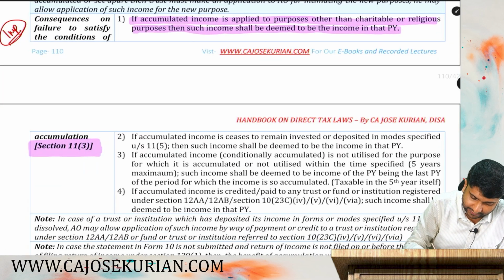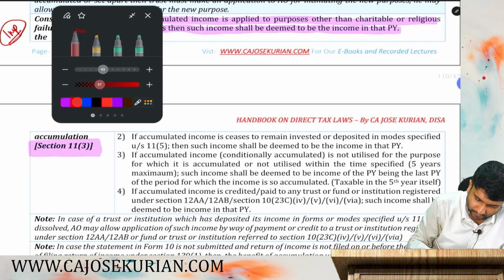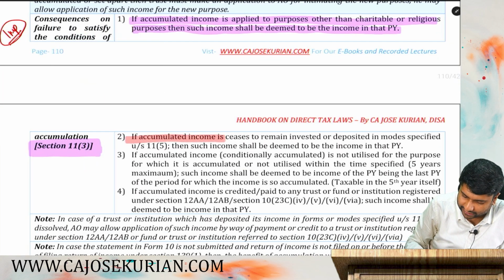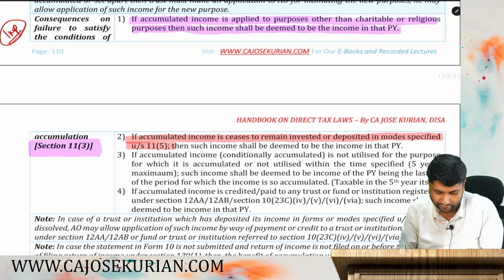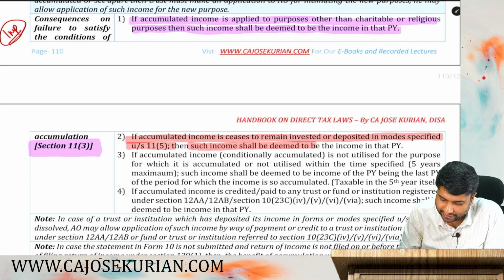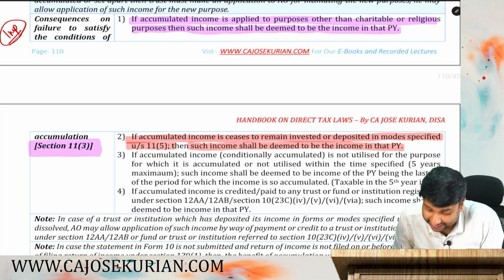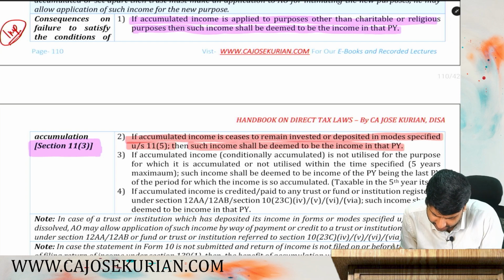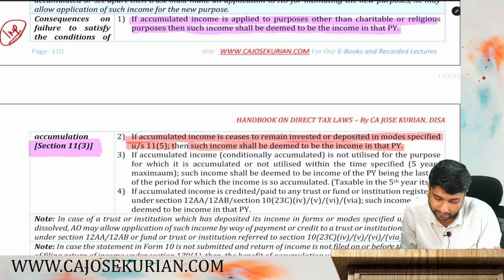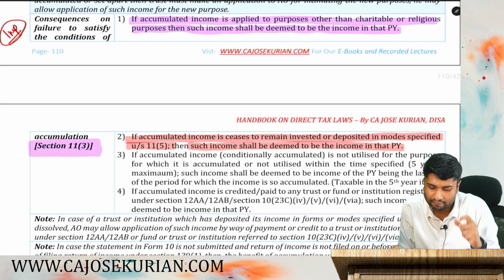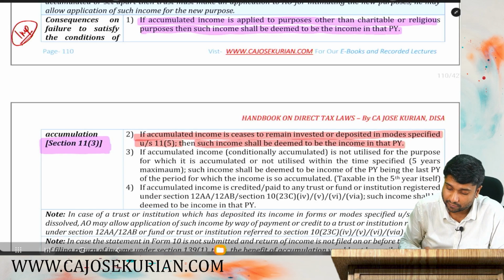Number 2, second violation. What is the second violation? If accumulated income ceases to remain invested or deposited in modes specified under 11 subsection 5, then such income shall be deemed to be income of that previous year. So please listen. If accumulated income ceases to remain invested or deposited in modes specified under 11 subsection 5, then such income shall be deemed to be income of that previous year.